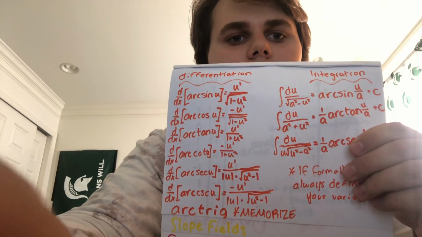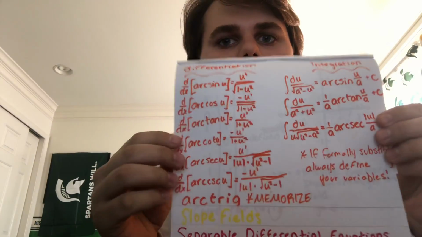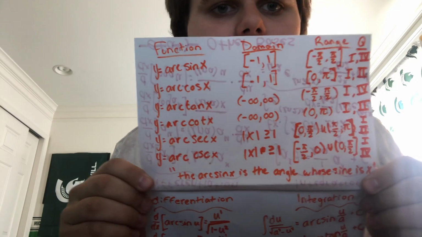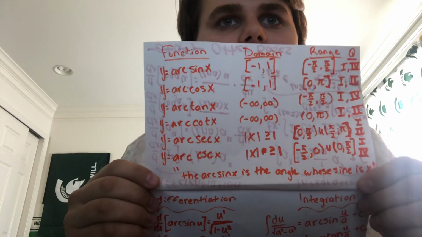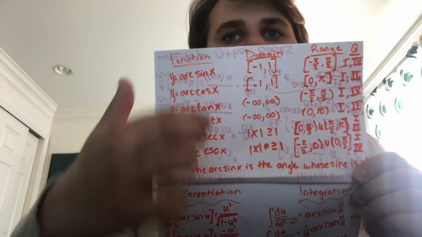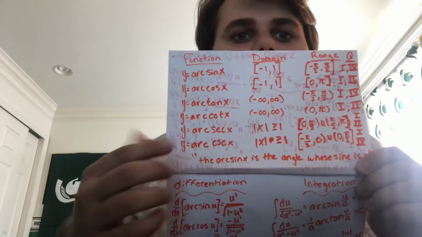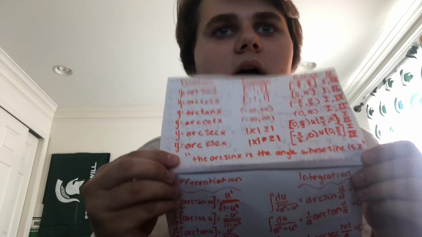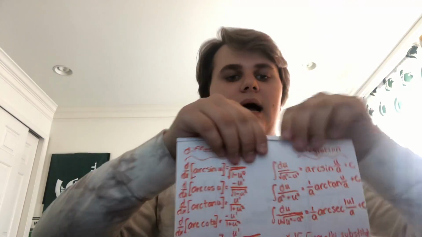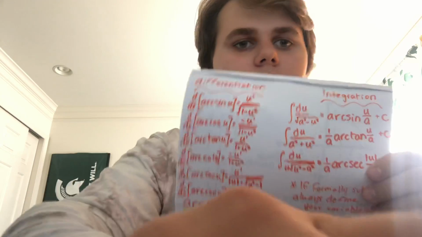The next tab is the differentiation and integration of arc trig functions, and I made, actually up here, a chart that was in our notes, just something good to have, that has all of the arc trig functions on this side, their domain, their range, and the quadrant that they are in. And then I also wrote down here this quote, the arc sine x is the angle whose sine is x, because I feel like that helped me out a lot when trying to learn this stuff.